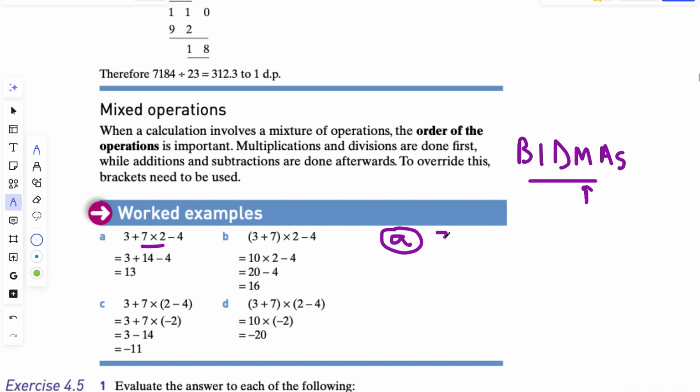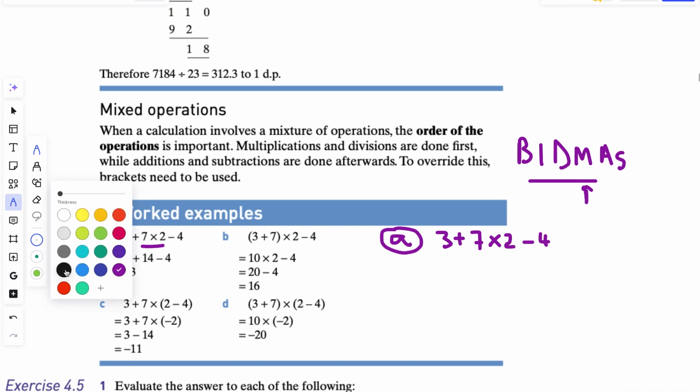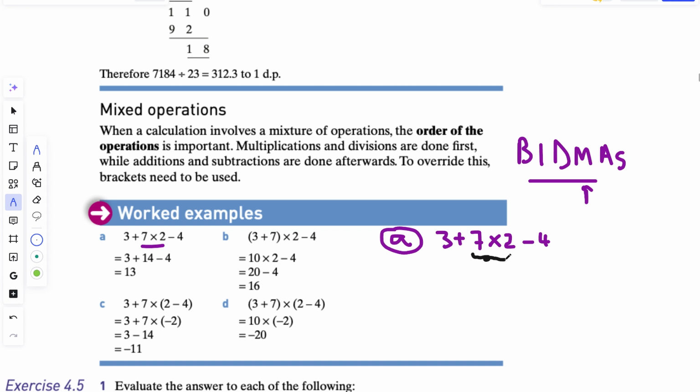So we say 3 plus 7 times 2 minus 4. What we're going to do is the multiplication first. This one, we're going to multiply first. So we get 7 times 2, we get 14.